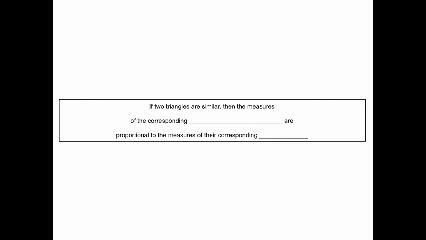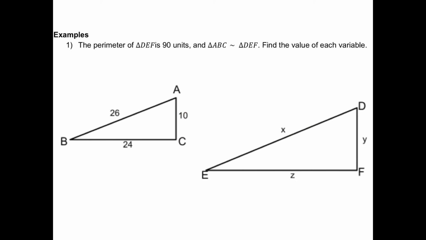We've already learned a lot about similar polygons and similar triangles and the proportional relationships of their sides. It turns out the same can be true about their entire perimeters. If two triangles are similar, then the measures of the corresponding perimeters are proportional to the measures of their corresponding sides. Let's use that information to answer this question, finding the value of each variable.